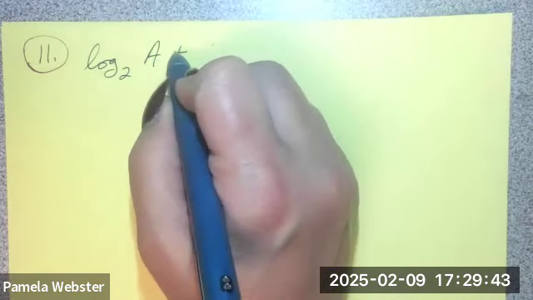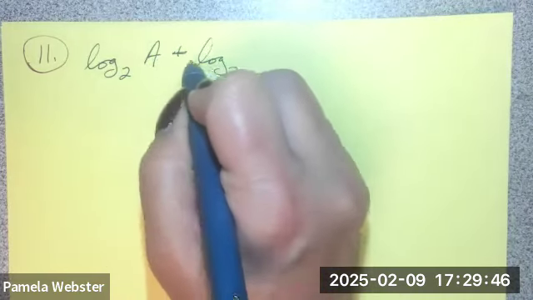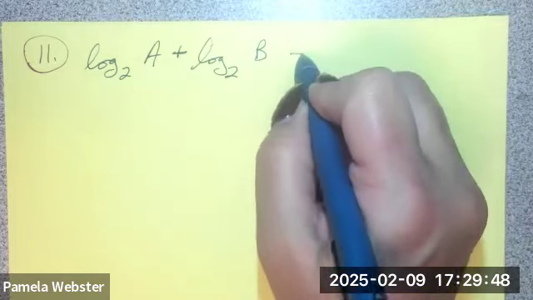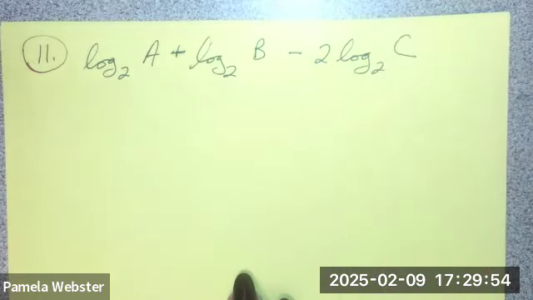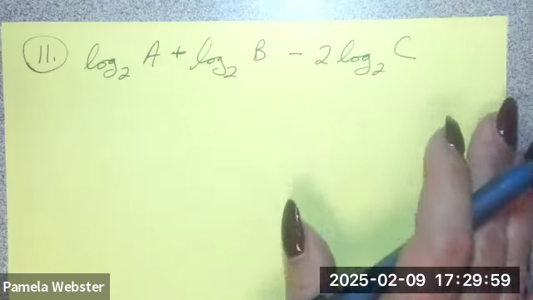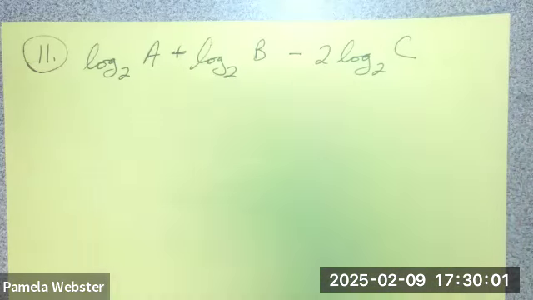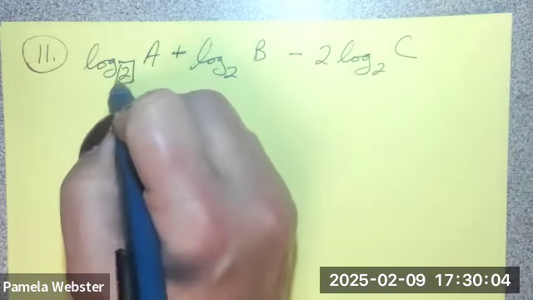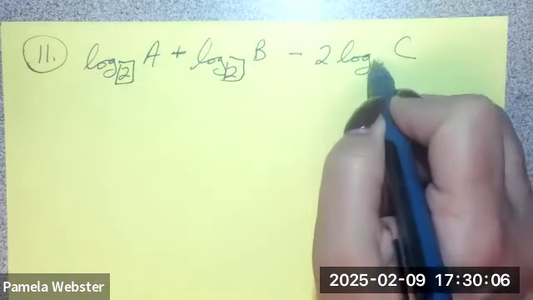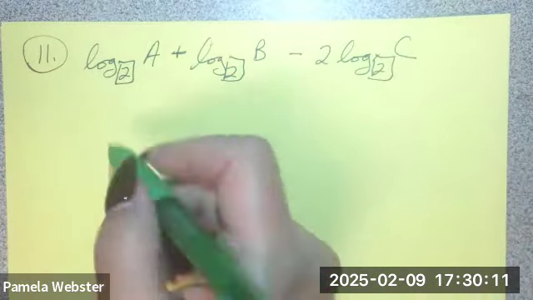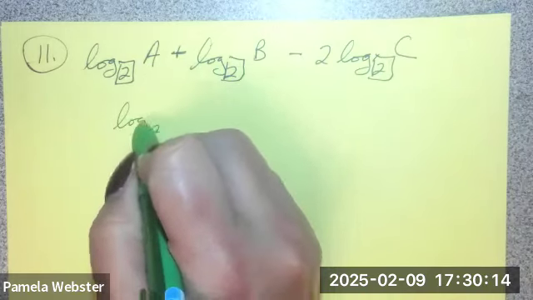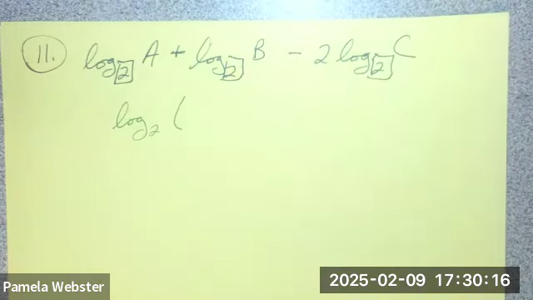Log base 2 of A plus log base 2 of B minus 2 log base 2 of C. Okay, so rewrite as a single logarithm. So this is where they're wanting me to use my logarithm properties and cram this all together. And the thing you have to check for before you can do anything is, do they all have the same base? And sure enough, they do. They all have the same base. So that means I can cram these all back together into a single logarithm. That's what it said. It's going to be the same base, log base 2.